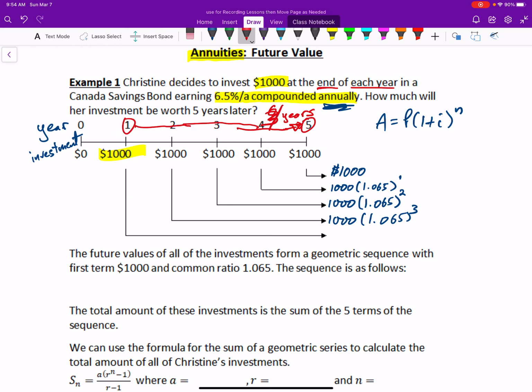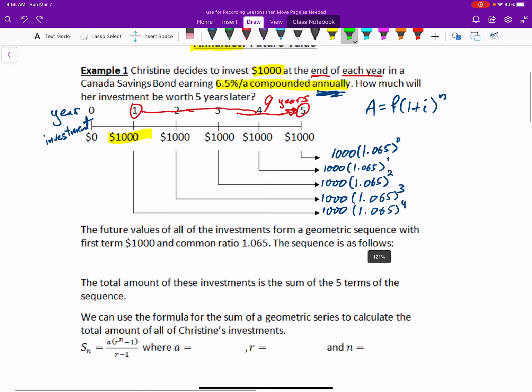And so that would be $1,000 times 1.065 to the exponent 4. We could even, if I wanted to backtrack and use the formula, say this first one is $1,000 times 1.065 to the exponent 0, right? And we know that anything to the exponent 0 equals 1, so what I just highlighted in green will simplify down to 1, so that still gives us our $1,000.